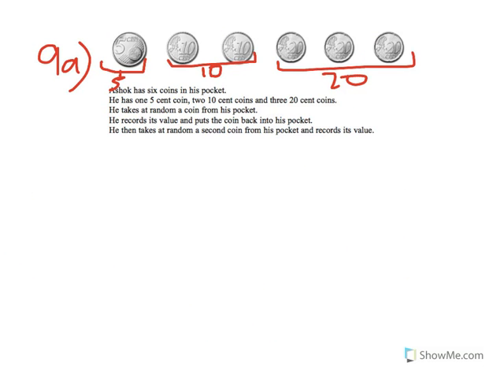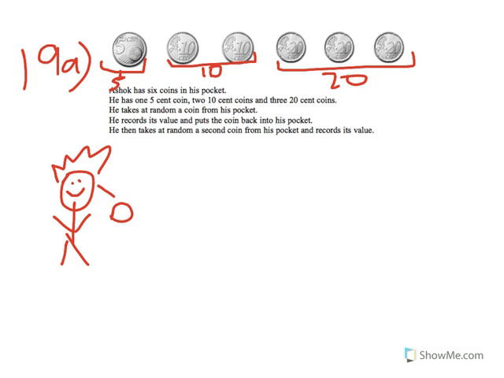Alright, so question 19a. There's this guy called Ashok, and he has 6 coins in his pocket: 1 5-cent coin, 2 10-cent coins, and 3 20-cent coins. He takes a coin out of his pocket, looks at it, records the value, and puts it back into his pocket.